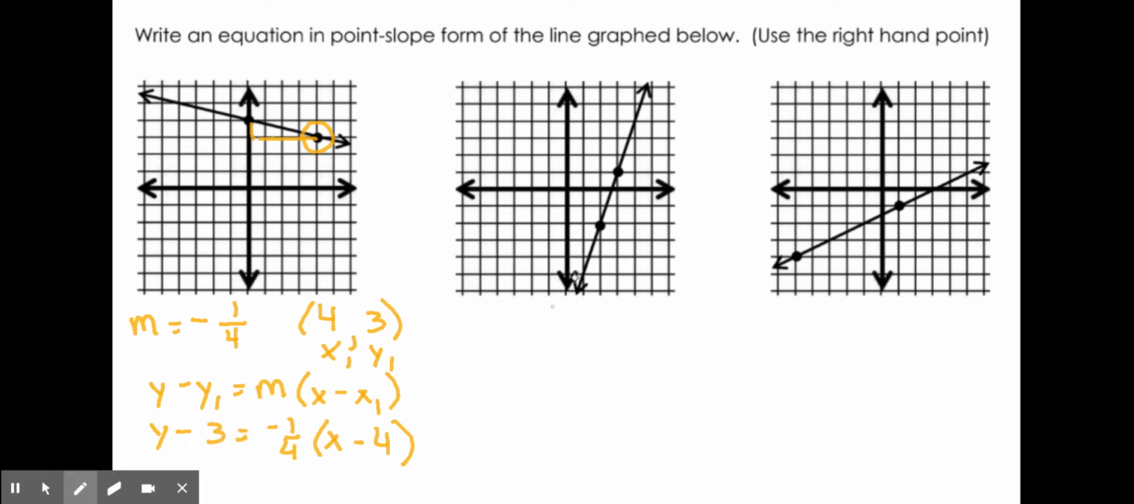Okay, so here is another line. This one would be hard to do in slope-intercept form because we don't see exactly where it crosses the y-axis, right? So this one would be a little harder. So first off, you know we need a point and you know we need the slope. So look at this line and I want you to tell me what the slope of this line is.